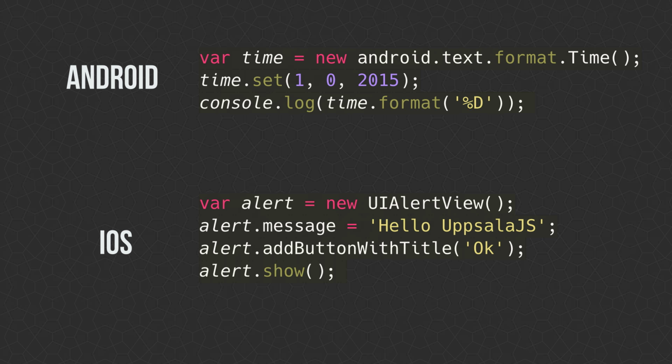So this is what I'm talking about. Here's some code. You can actually do this. On Android, you can say var time equals new android.text.format.Time. Then you can set it to the first of January, and then you can write it to console. Or on iOS, if you want to add an alert pop-up message, you can say new UIAlertView, add hello Uppsala.js, add an OK button, and show it on the screen. So this is valid NativeScript code. Write things which get translated to Java and Objective-C.